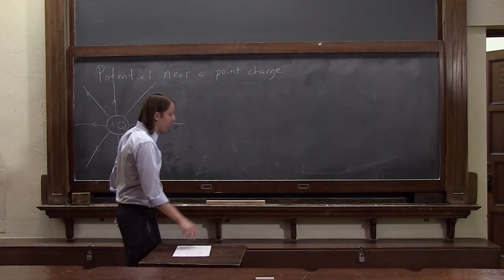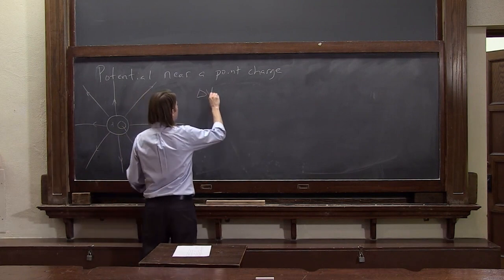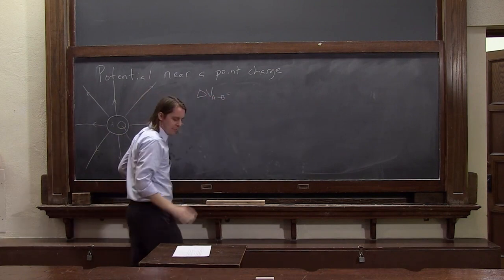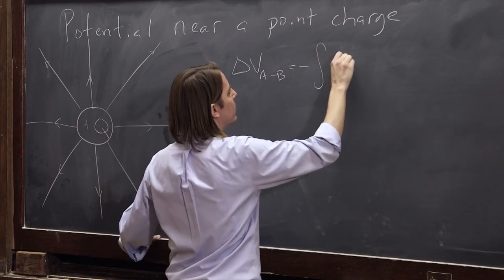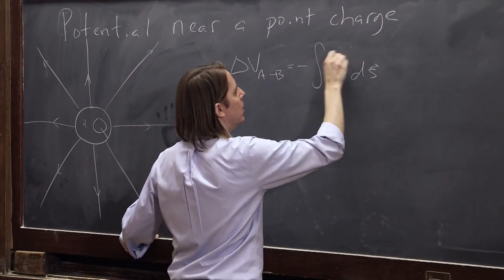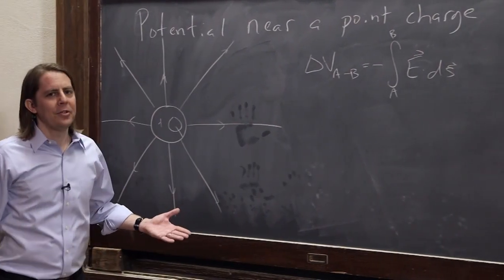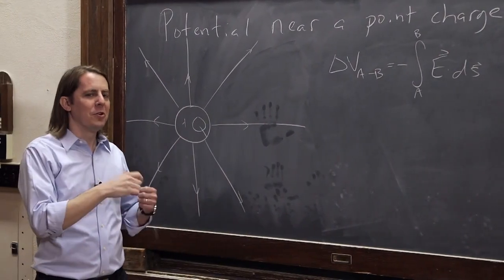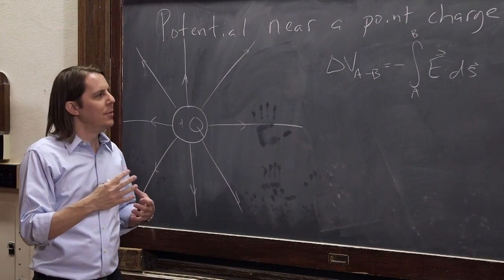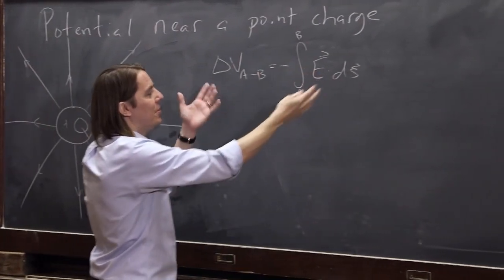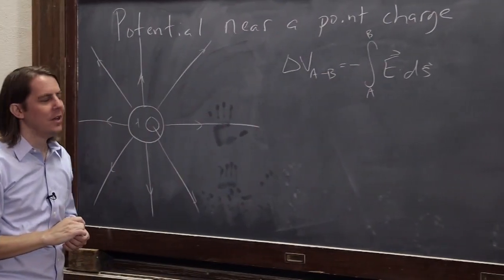What we've derived so far is that delta V from A to B equals minus the integral of E dot ds from A to B. And really, that has nothing to do with a point charge. We've actually used a point charge to illustrate things, but this is just in general always true. That's how we define the potential.